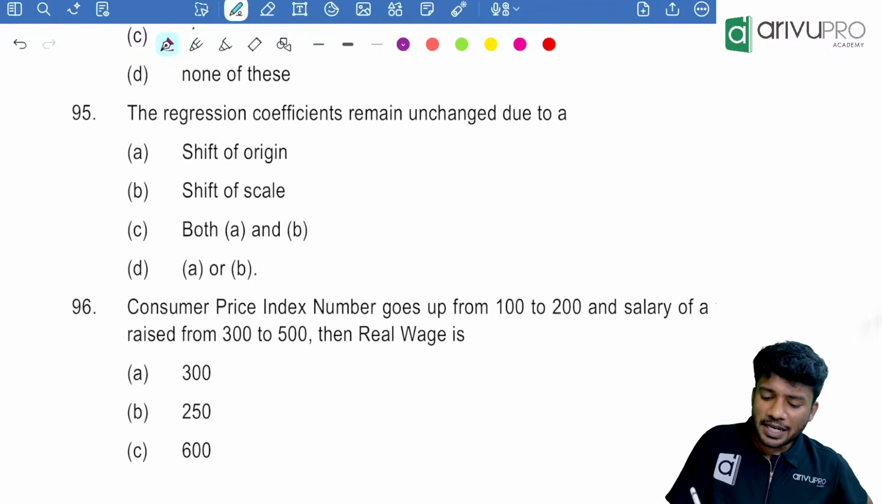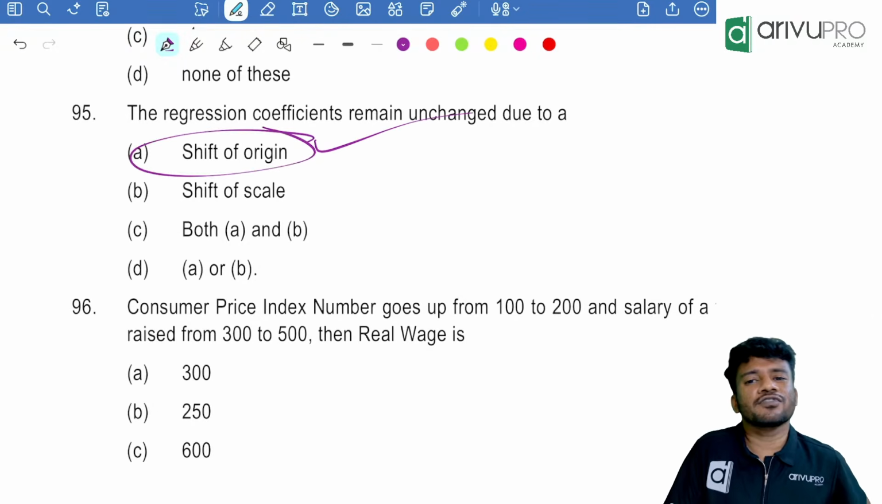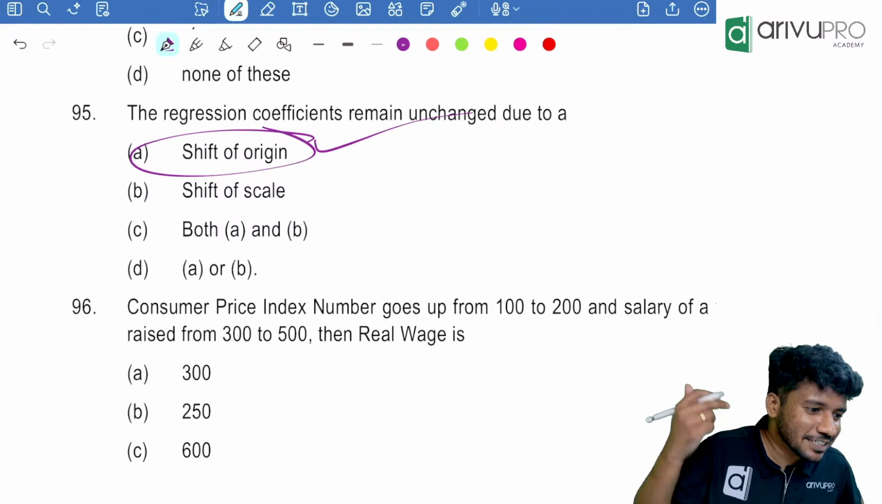Regression coefficients remain unchanged due to what? Due to shift of origin. Shift of scale means it will change.